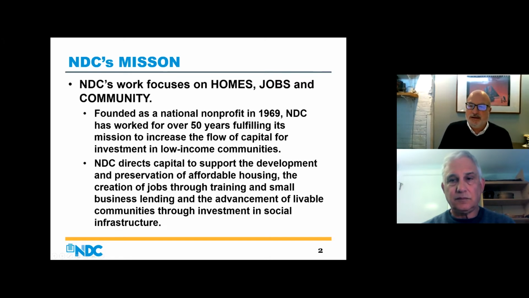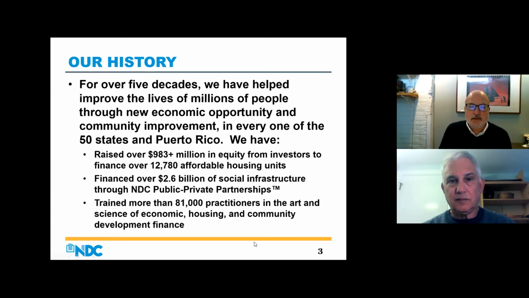For those of you who aren't familiar with NDC, and I know a goodly number that are attending are, just a quick overview: we're a little over 50 years old now. We work around the country pursuing our mission of promoting homes, jobs, and community. The core of our work is increasing the flow of capital for investment in low-income communities. That increase in investment takes the form of affordable housing investments, the creation of jobs through both training and small business lending, and the advancement of livable communities through investment in social infrastructure.